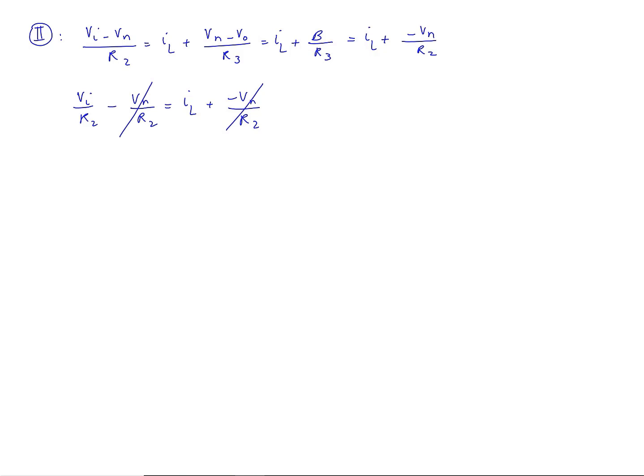These two cancel out. From there, Vi divided by R2 is equal to IL. So as you can see, IL is proportional to Vi, and it is independent of the value of the load resistor. So it's going to operate as a current source or a transconductance amplifier.